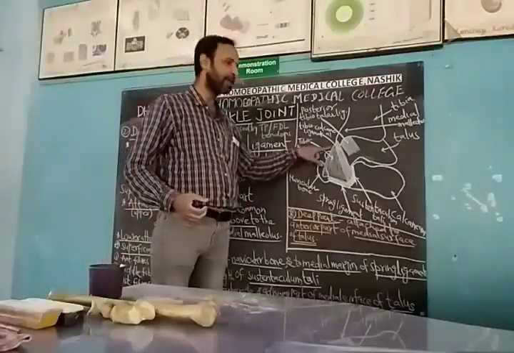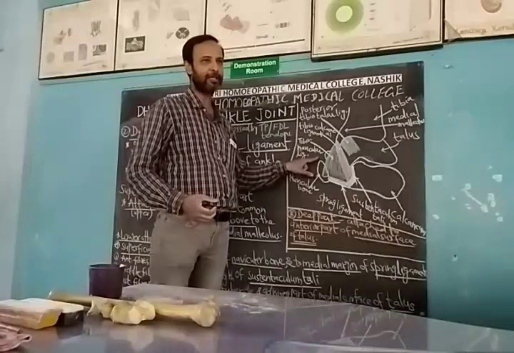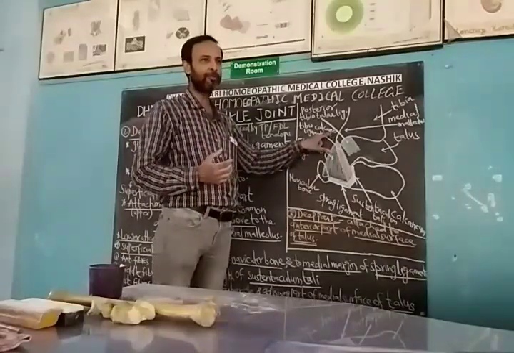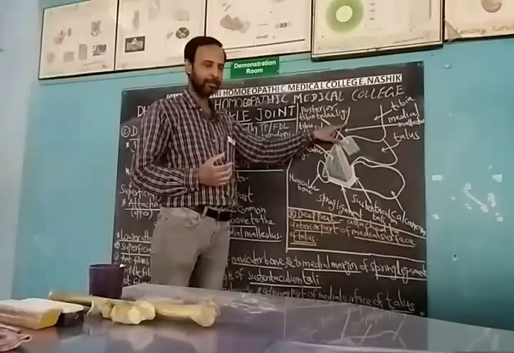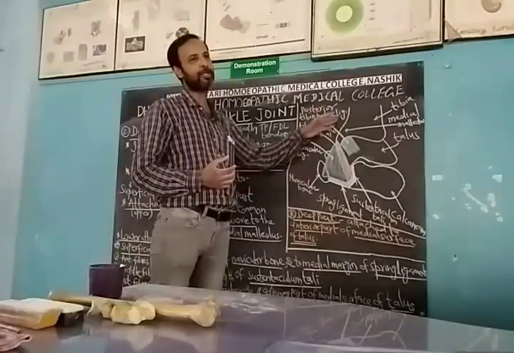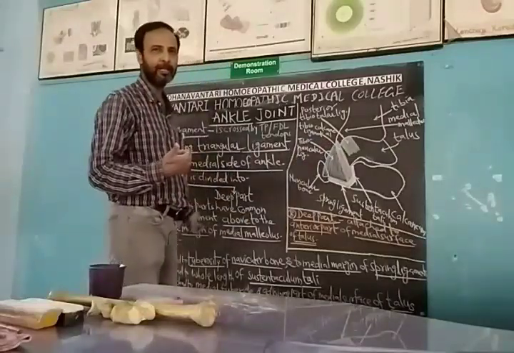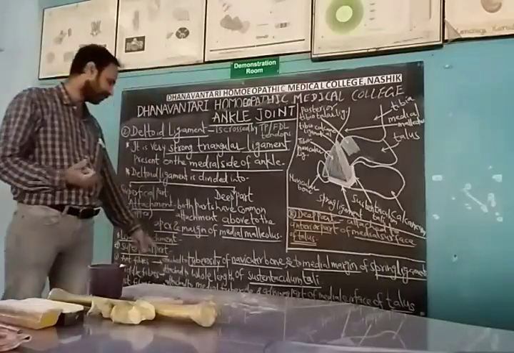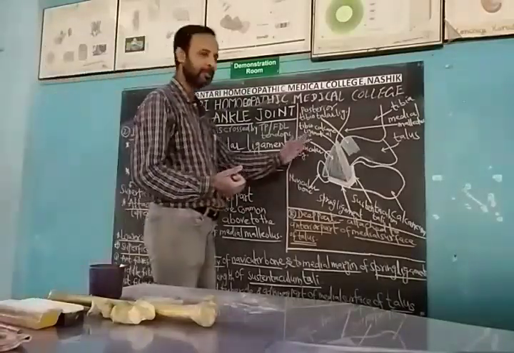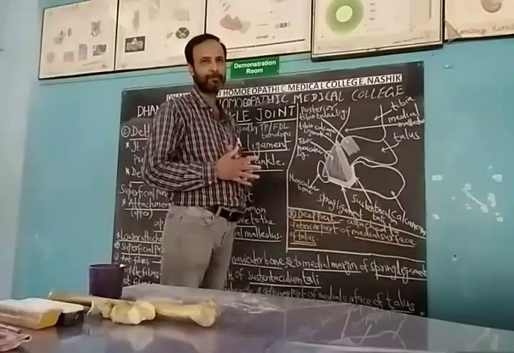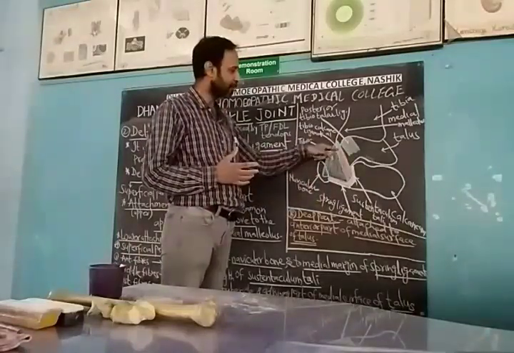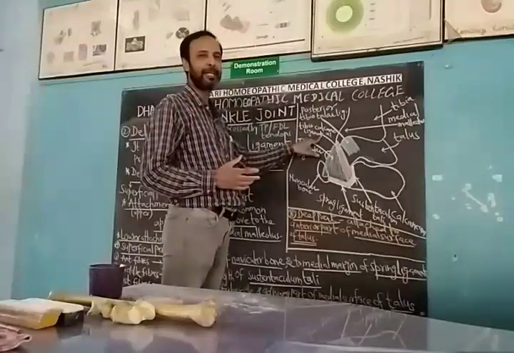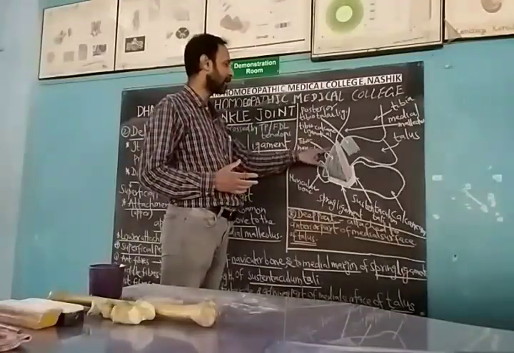Now the anterior fiber is called the tibio-navicular ligament, because it runs from the apex of the medial malleolus of the tibia to the navicular bone. Therefore it is called the anterior fiber, also called the tibio-navicular. Whereas the middle fiber is called the tibio-calcaneal ligament.